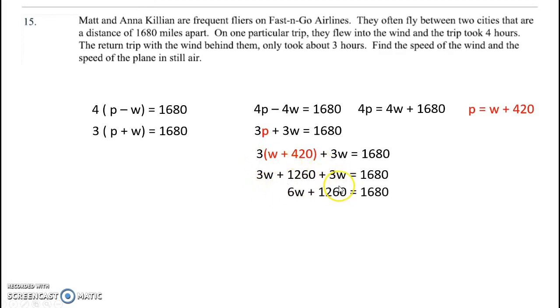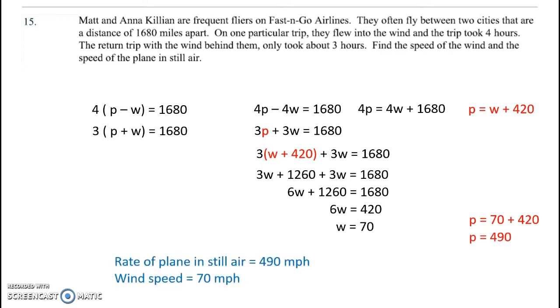3W plus 3W is 6W. Subtract 1260 from both sides. Divide both sides by 6. We've got a 70 mile per hour wind. That's a pretty stiff wind. Now to find the rate of the plane in still air, we're going to plug it back into this equation where I've solved for P. So 70 plus 420 is 490. So the rate of the plane in still air is 490 miles per hour, and the wind speed is 70 miles per hour. Okay?